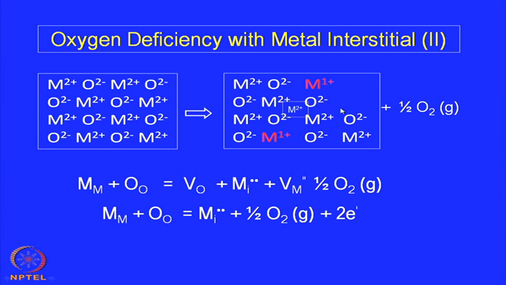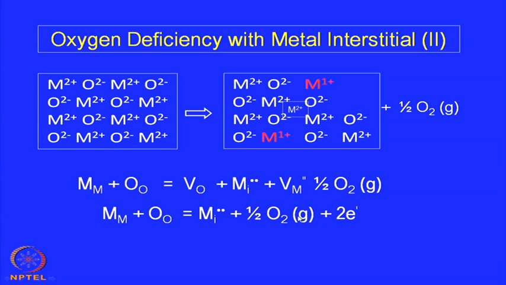I am going a little fast because these are more or less similar things. Once somebody looks at it, I am sure it will be quite clear. So, the same thing, the electrons which were there have now been distributed to two metal ions. So, two of them have changed over to 1 plus and 1 plus, and that is how this electron has been released and it is a free electron. So, ultimately what we are getting is a metal interstitial, and oxygen gas which is going out.